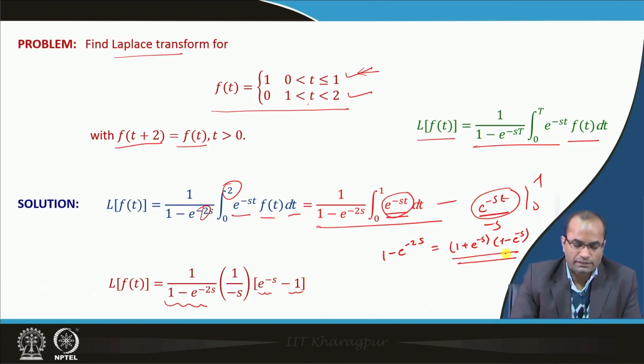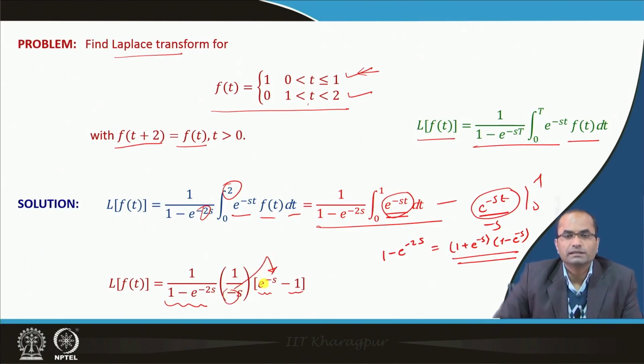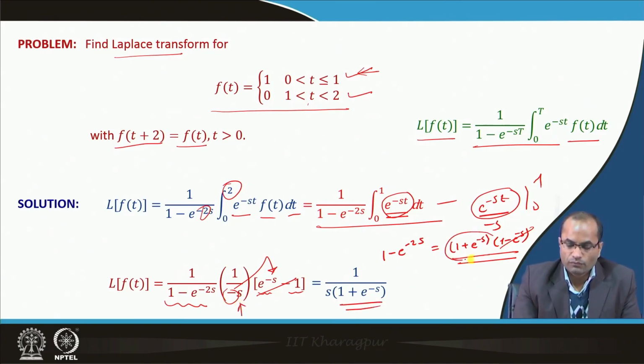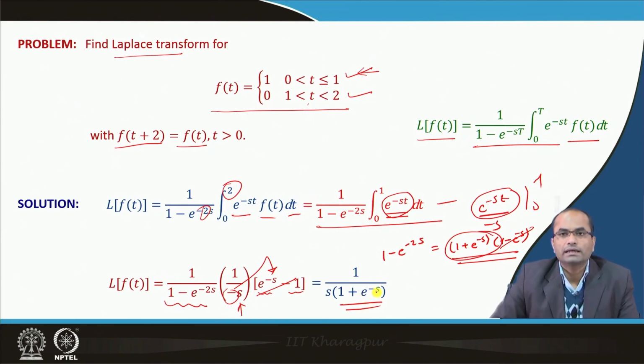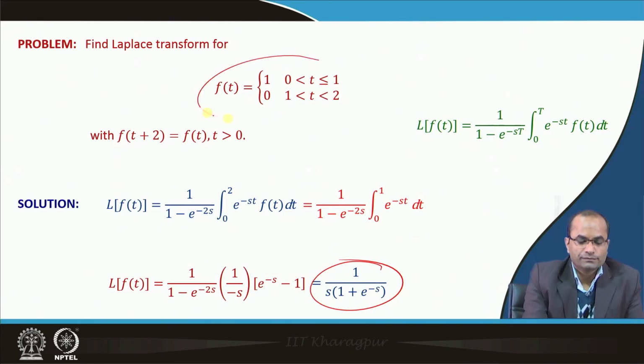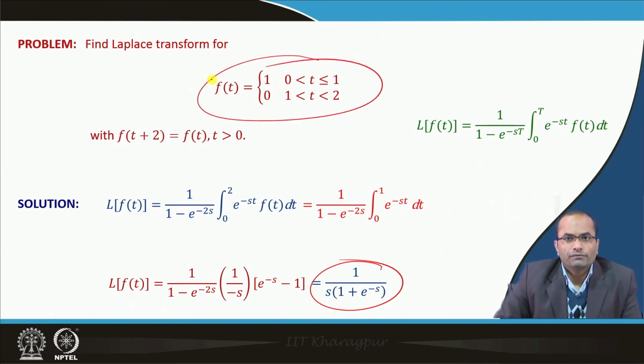So, having this there and with this minus sign, this is again 1 minus e power minus s. So, this term will get cancelled with 1 minus e power minus s, and then we will get 1 over s, and this term 1 plus e power minus s. So, this is the Laplace transform of this given periodic function.